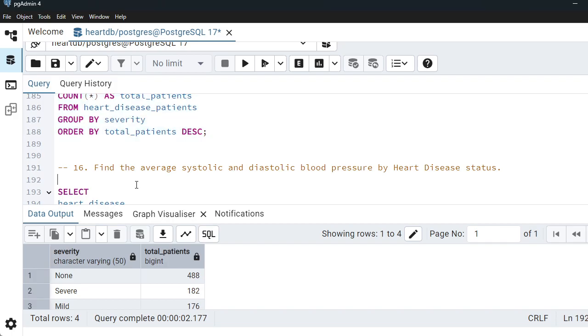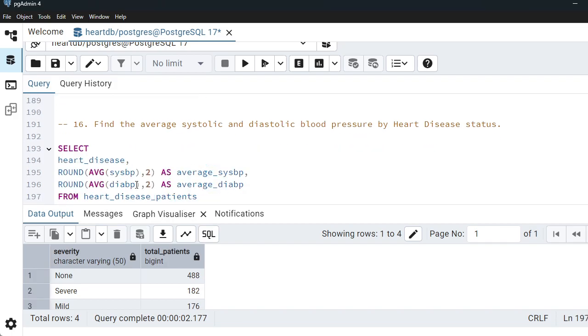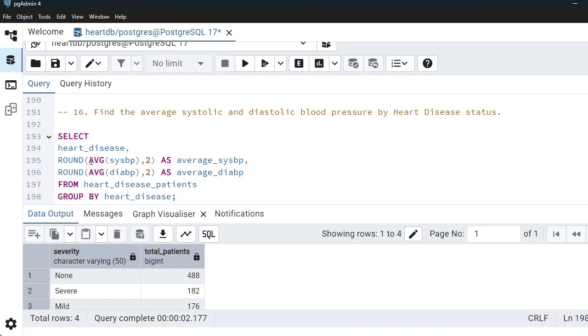So now here we should find the average systolic and diastolic blood pressure by heart disease state. So we select the heart disease, rounded by average systolic to 2 decimal places, because any average I want to be in 2 decimal places. So that's why I put this there as average SBP, and then round the average DBP and also name it average DBP.